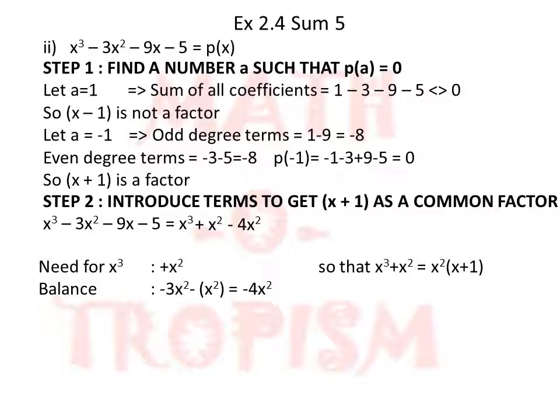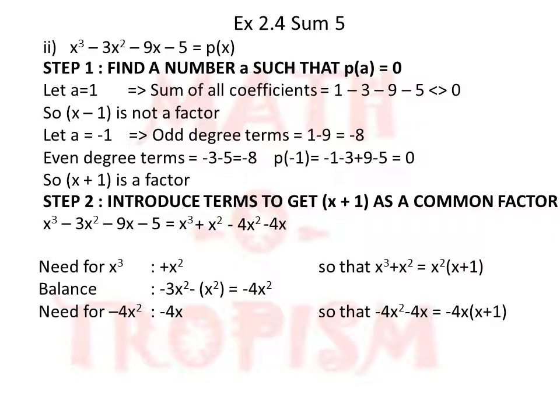Now I need to find the term which I should add to minus 4x square. So what is that term? If I add a minus 4x, then I can take a common outside of minus 4x, so that the terms inside will now become x plus 1. So I write that minus 4x as the next term in the given polynomial.